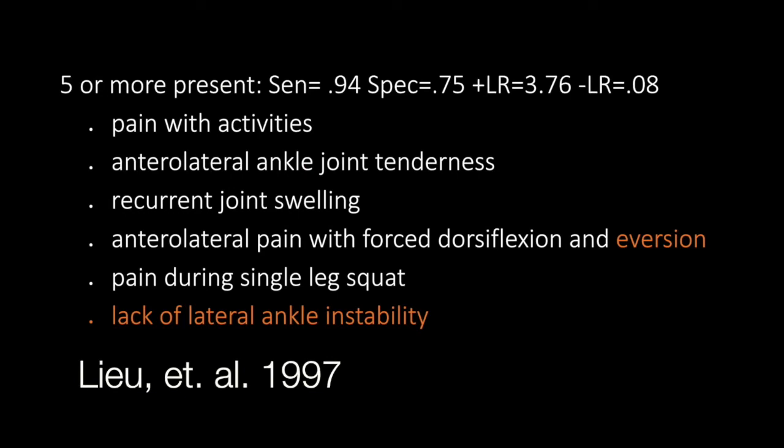There is a cluster of tests defined in a study by Liu et al. in 1997, which is now over 20 years ago, for anterolateral ankle impingement. The sample size of the study was small, with 22 participants. More recent studies have agreed with most of the items. However, lack of lateral ankle instability is now outdated criteria. A single leg squat is number 5 of the criteria, looking for reproduction of pain.